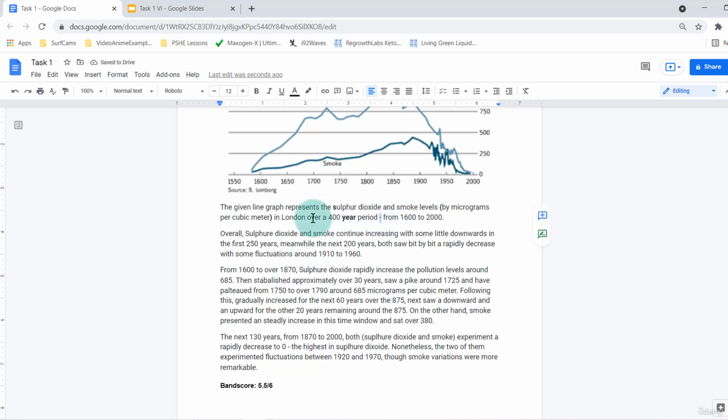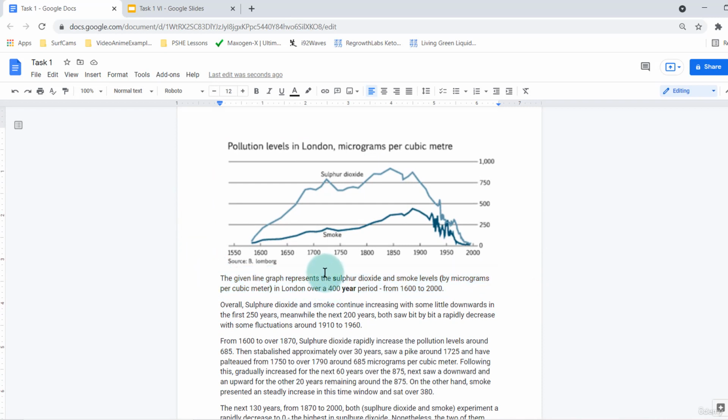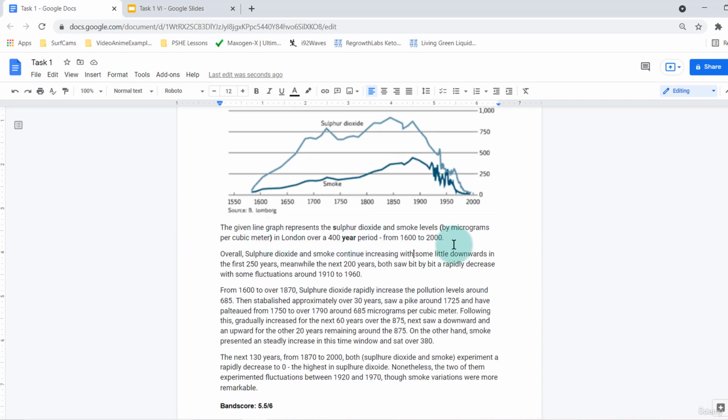I don't want to use loads of advanced punctuation. It just becomes a little bit too difficult to read. I think simple is often best. Try and make things as easy to read as possible. But for this example, I just think if we can add these brackets in, it just makes the sentence read a little easier. The given line graph represents the sulfur dioxide and smoke levels by micrograms per cubic metre in London over a 400-year period from 1600 to 2000.